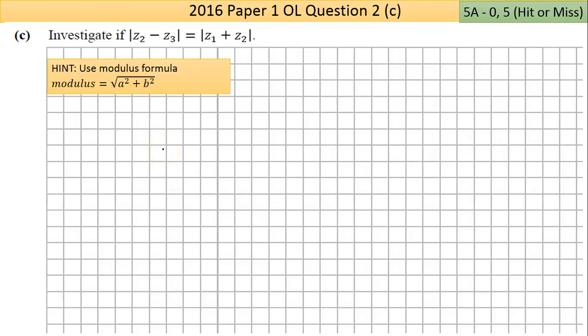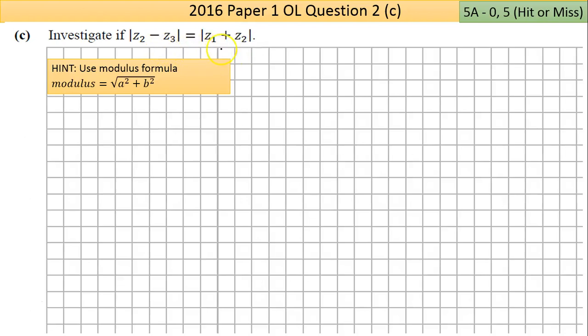Now, part C is hit or miss, either 0 marks or 5 marks, so no in between. It's a bit harsh, considering there's an awful lot of work involved here. So let's read it. Investigate if the modulus, which you have the distance bars for here, of Z2 take away Z3, which you're going to have to calculate, so they're asking subtraction, equals the modulus of Z1 plus Z2, so they're testing your ability to add complex numbers.